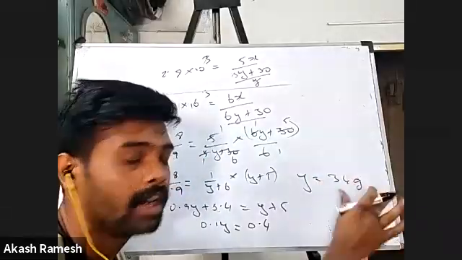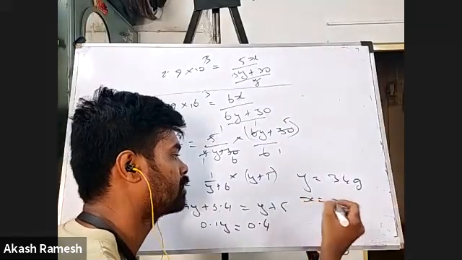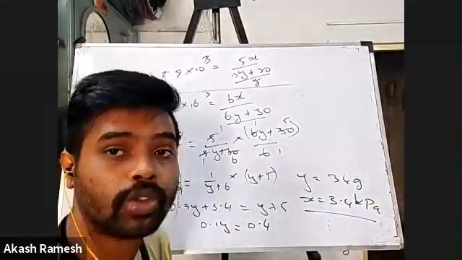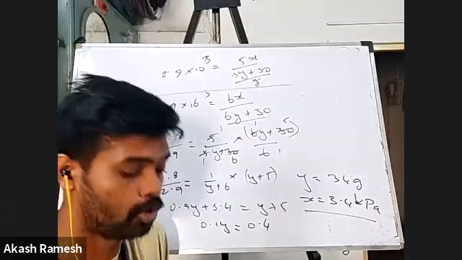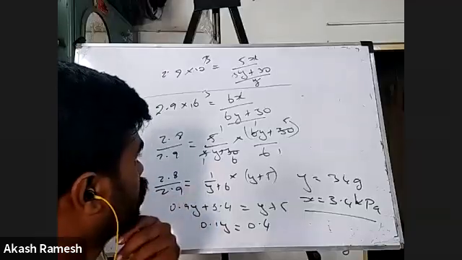I don't know whether it's correct. I'm just giving whatever is given in the answer. So 34 grams and x is 3.4 kilopascal. These 2 should be the answers you will be getting. I mean, I don't know, maybe it's correct or maybe we are doing something wrong. But anyways, these 2 are the answers.